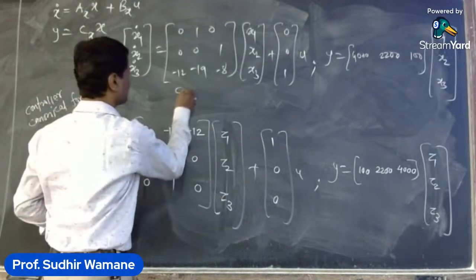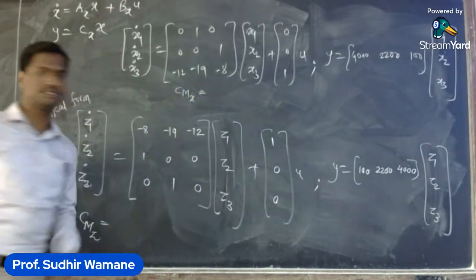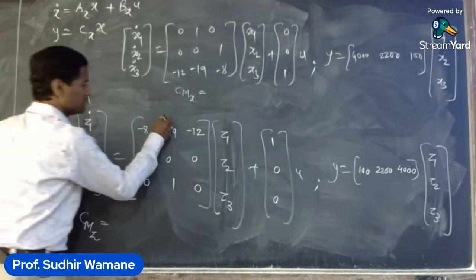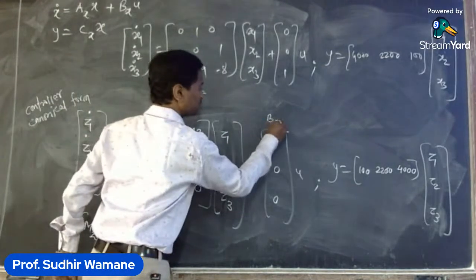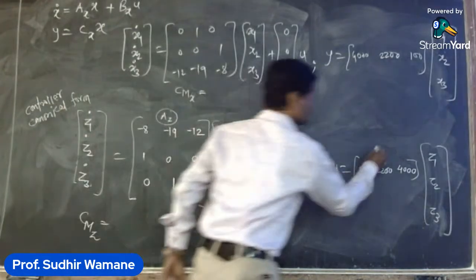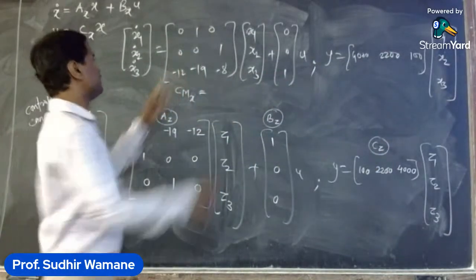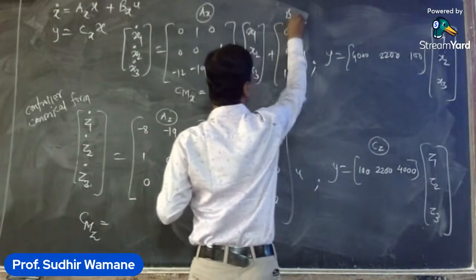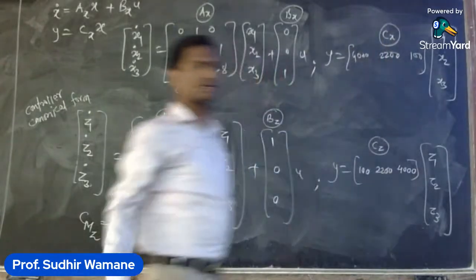and controllability matrix for plant equivalent in phase variable. So this will be equal to what? This is what your AZ matrix. This is what your BZ matrix. This is what CZ matrix. And similarly, this will be AX, BX, and then CX matrix.